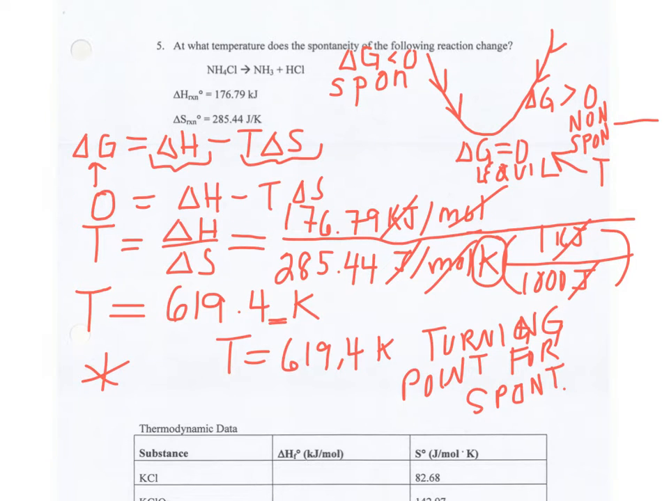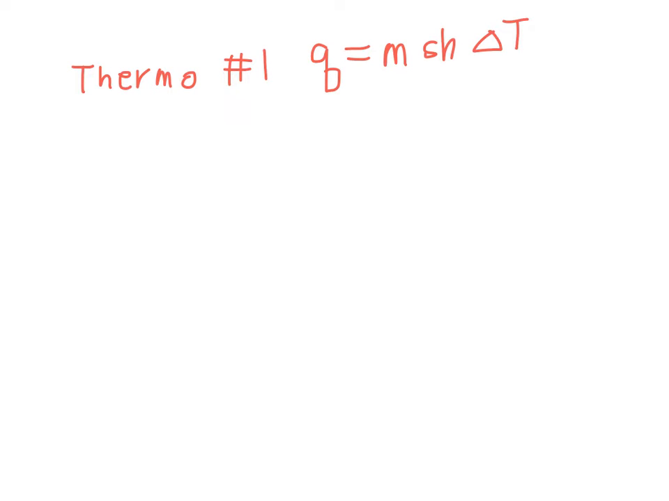I guess it's actually on thermo problem number 1. Okay, so we're going to use the MSHAT formula. Q equals M S H delta T. We'll start writing out our variables.